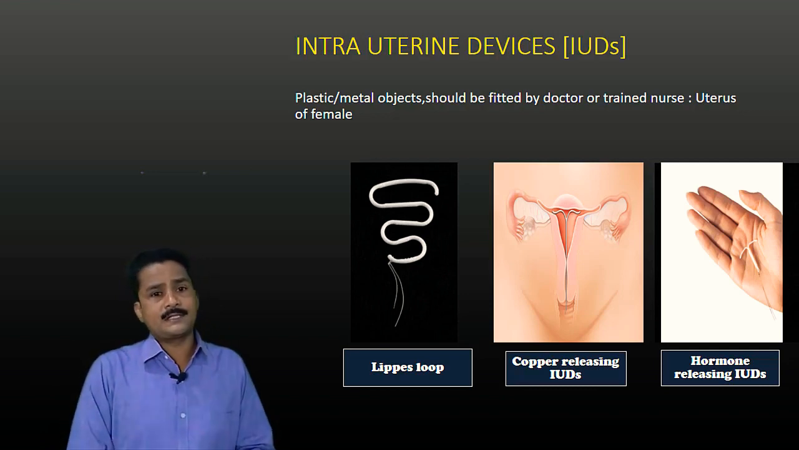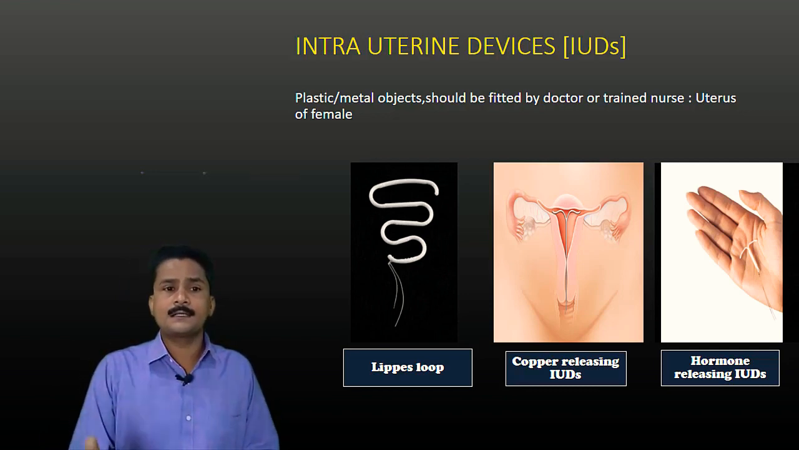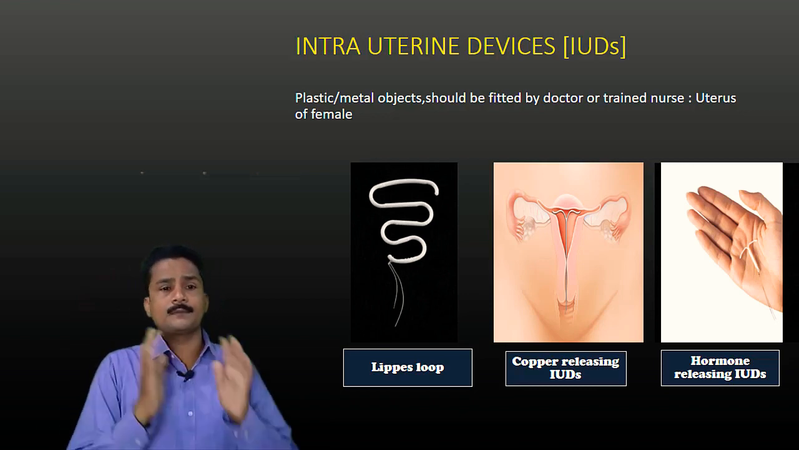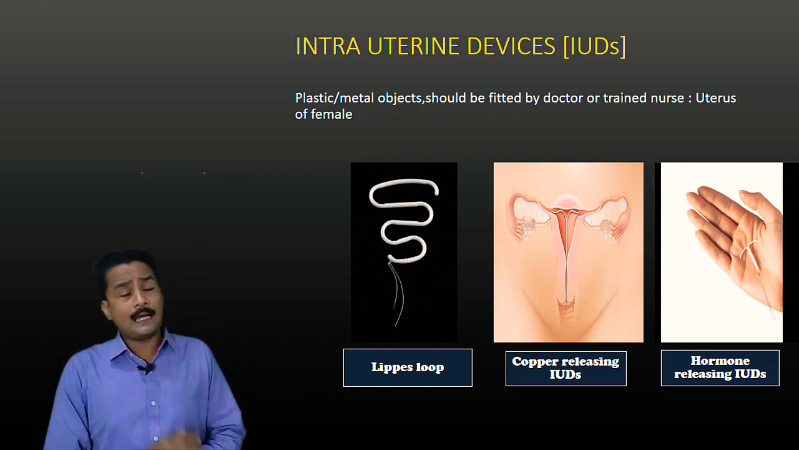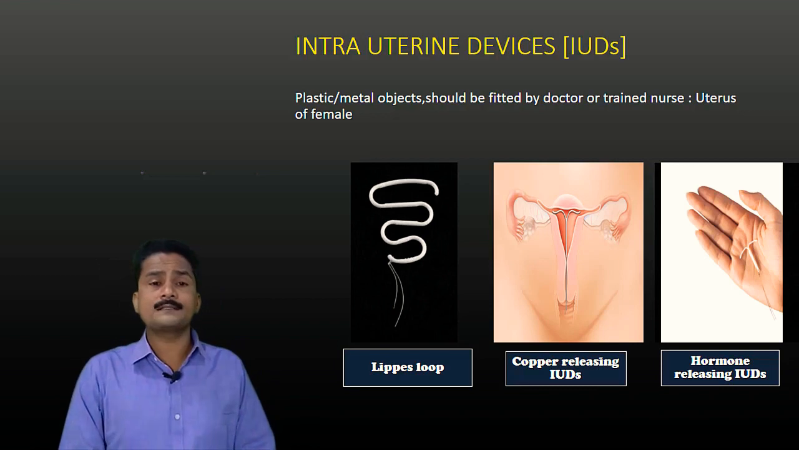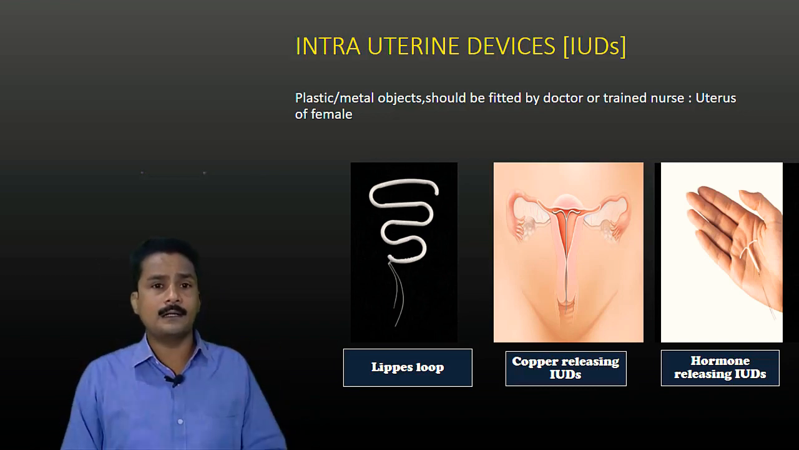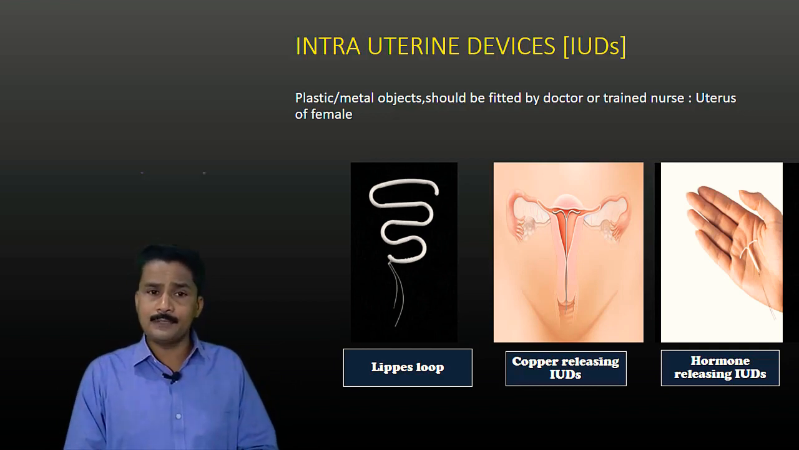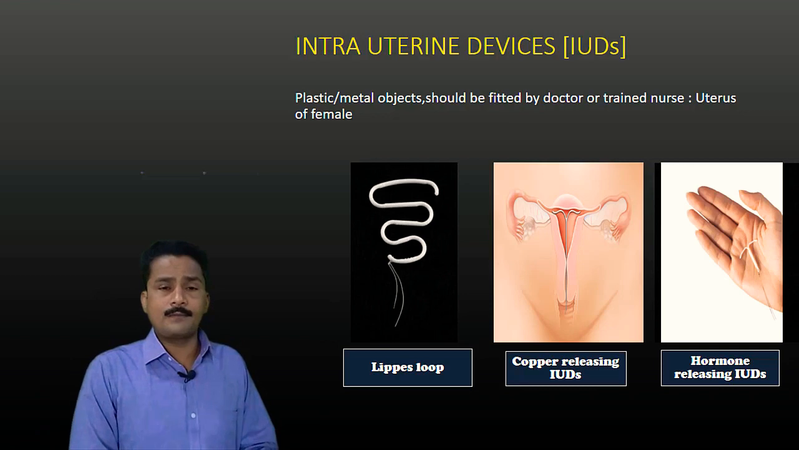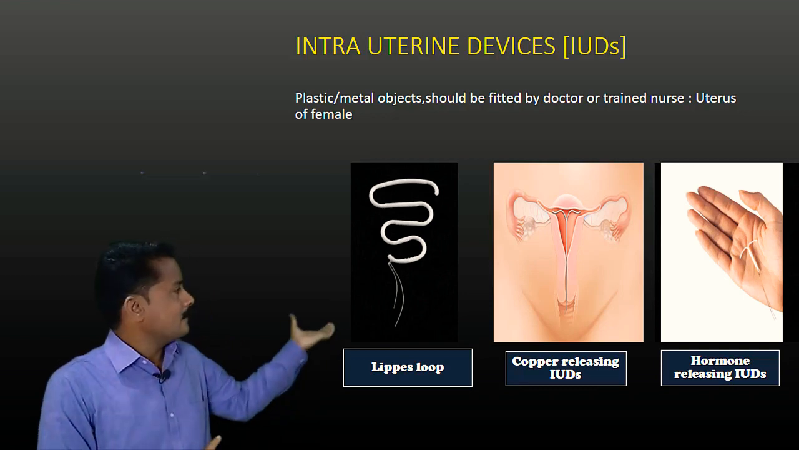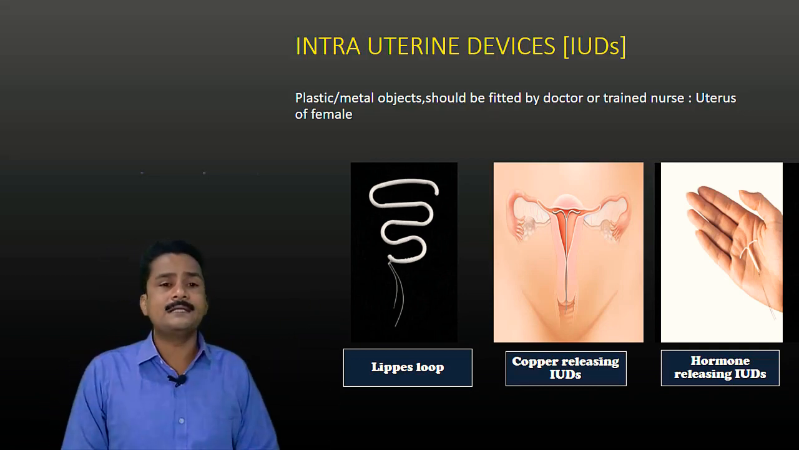These are the structures which make the uterus unsuitable for the process of implantation, and they are also responsible for the cervix becoming unable to let the sperms enter easily. So what happens due to that? It delays the pregnancy for a longer period. In that manner, the hormone releasing IUDs function.